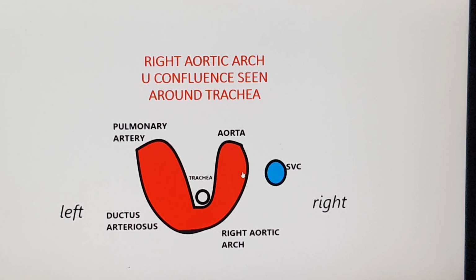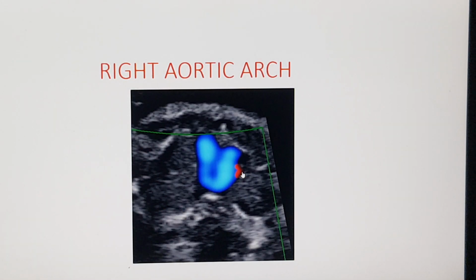So the ascending aorta remains on the right side, the pulmonary artery which becomes the ductal arch remains on the left side, and both of them meet posterior to the trachea, and that forms a U confluence. So the U confluence is characteristic of a right aortic arch. Now let us look at examples of right aortic arch.